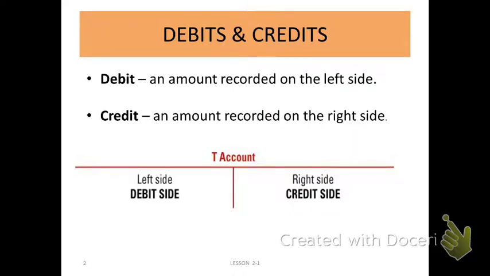We have two sides of the T account. We have a left side, we have a right side. What we need to start doing is we need to start referring to debit and credit. Debit means the left side of the T account. Credit represents anything that's on the right side of the T account. So try to start not using the words left or right. So debit, credit.